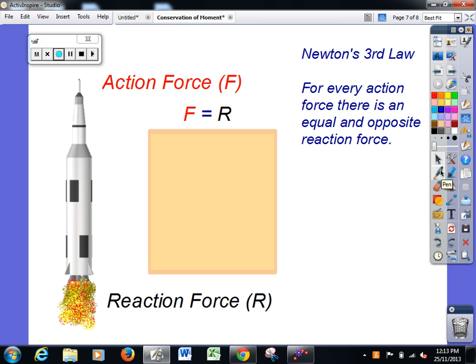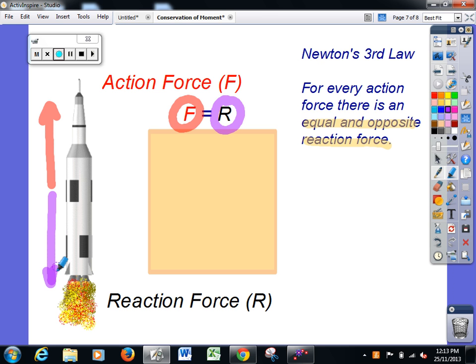So let's make sure that we can explain the motion of the rocket in terms of the action and reaction force. And we know from Newton's third law, for every action, there must be an equal and opposite reaction force. So if F is the action force here, the force pushing up, and R is the reaction force going down, then those two forces must be equal and opposite.